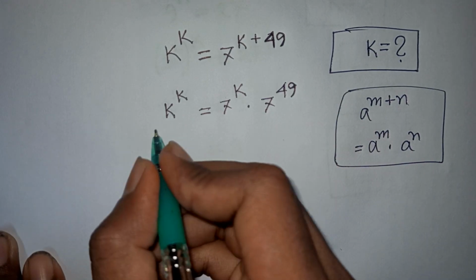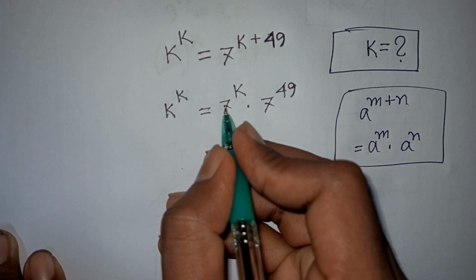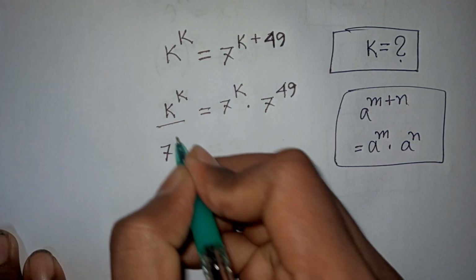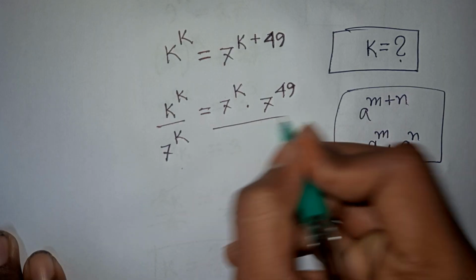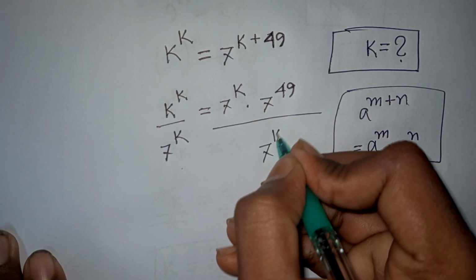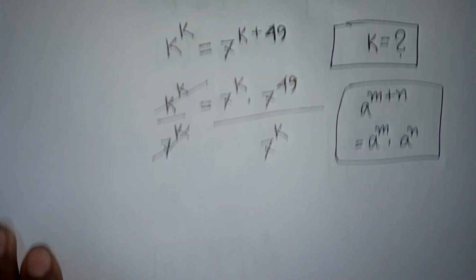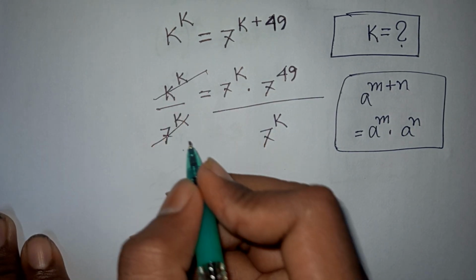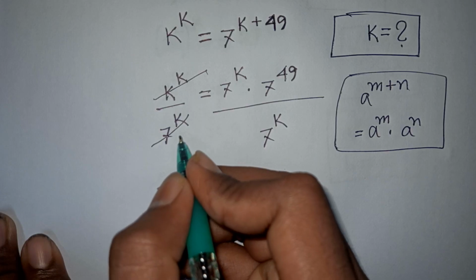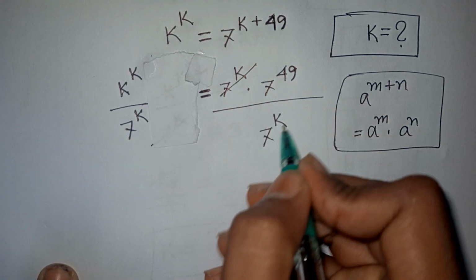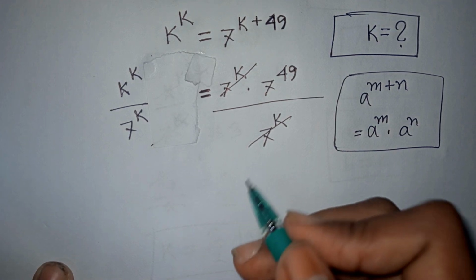In the next step, we divide by 7 power k on both sides. So dividing by 7 power k, this 7 power k and this 7 power k will be cancelled.